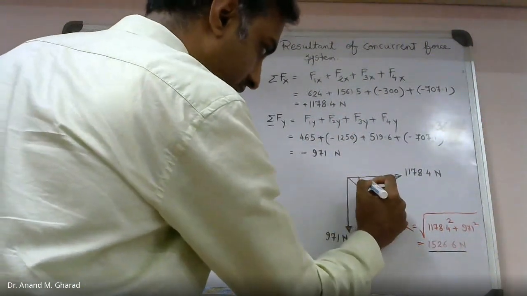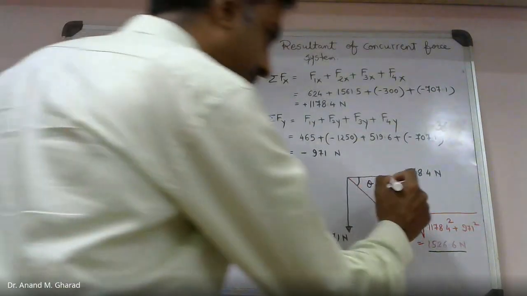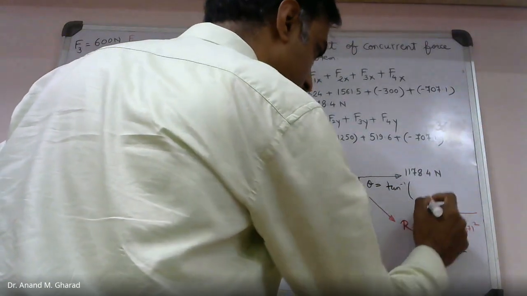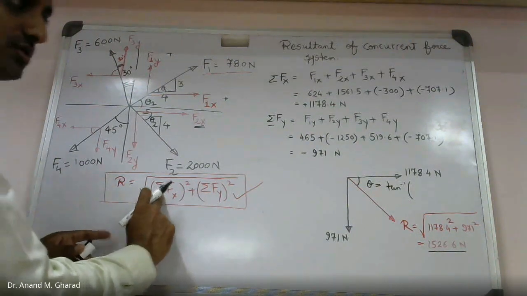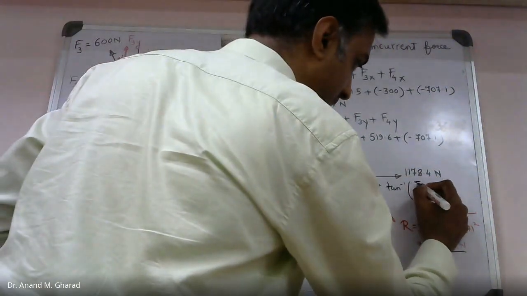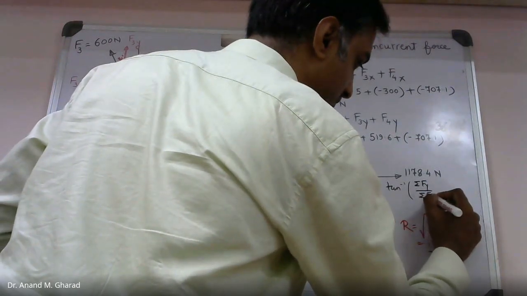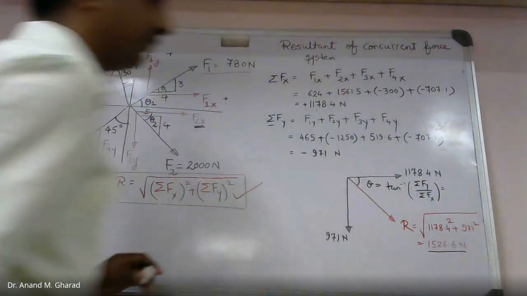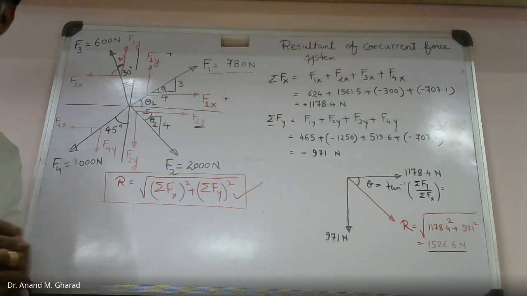Now you are supposed to identify the direction. Let me call this theta angle. That theta angle shall be represented by tan inverse of summation of forces in y direction divided by summation of forces in x direction. Substitute proper values and find out theta.